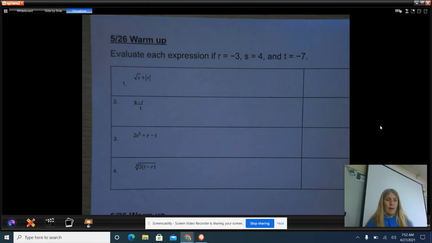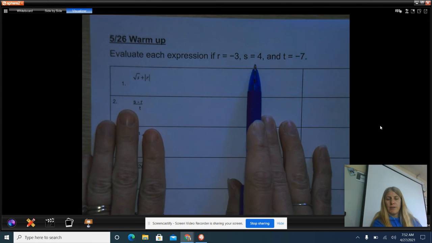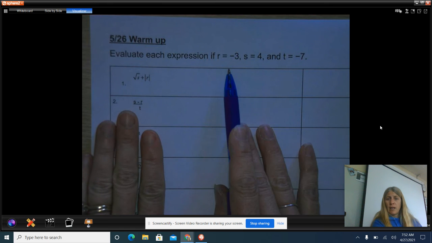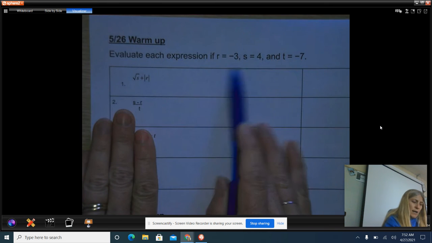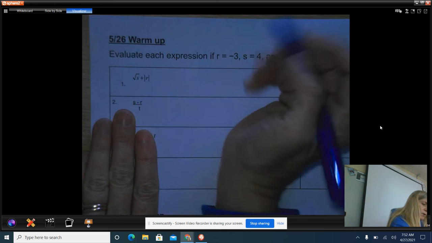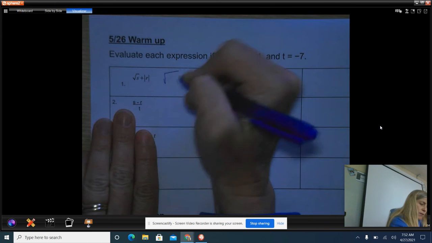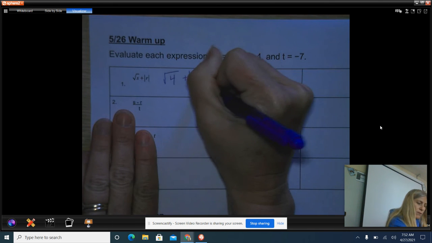For our warm-up today, we are going to go ahead and plug and chug. We're going to plug numbers in for our variables and then solve using order of operations. So we're going to replace our S with 4 and our R with -3. So we have the square root of 4 plus the absolute value of -3.